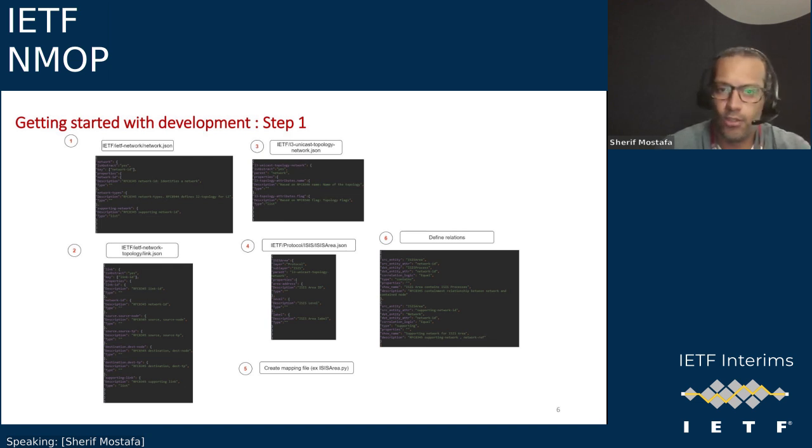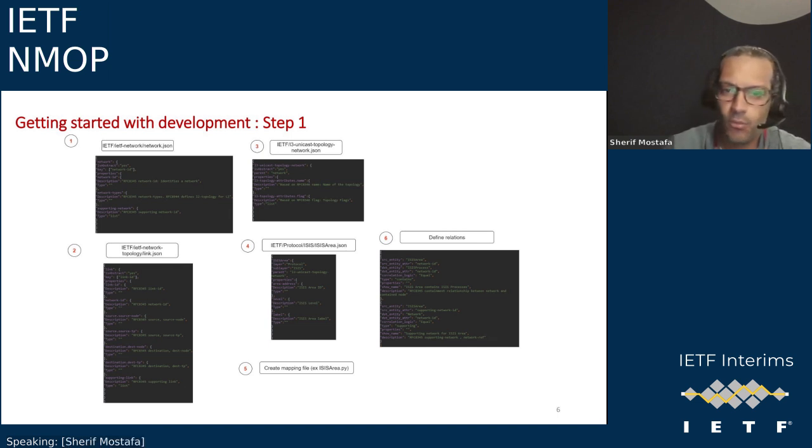Now, number 3, you start with creating the upper layer 1, which is the layer 3 unicast topology. You see this is the parent. If you look at the parent, it's a little bit small, but you see the parent is the network. So this is using the model in number 1, extending this model. Number 4 is the same concept. I'm creating a new thing called ISIS area, and now this is using the layer 3 unicast topology as a parent. So I use this as a parent and then extend it with more properties as well.